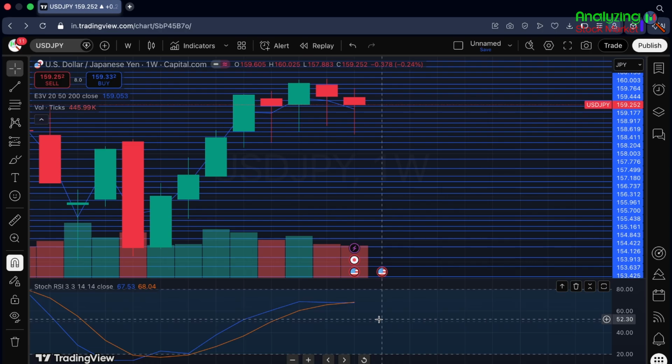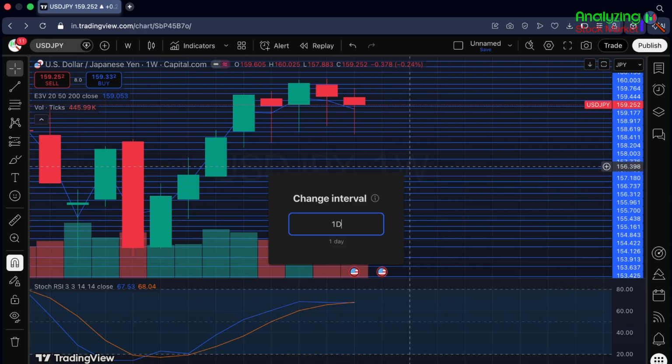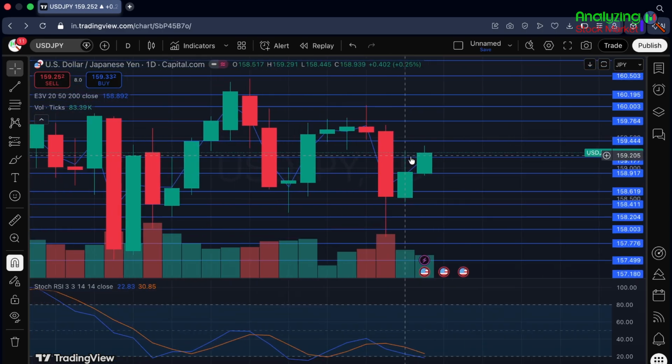So now let's mark some important support zones and resistance zones on a one-day chart. So let's open a one-day chart over here. Yeah, this is a one-day chart.